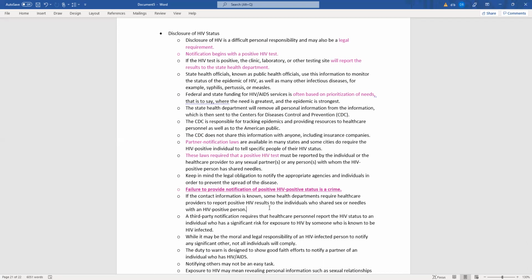While it may be the moral and legal responsibility of an HIV infected person to notify any significant other, not all individuals will comply. If the contact information is known, some health departments require healthcare providers to report positive HIV results to the individuals who shared sex and needles.